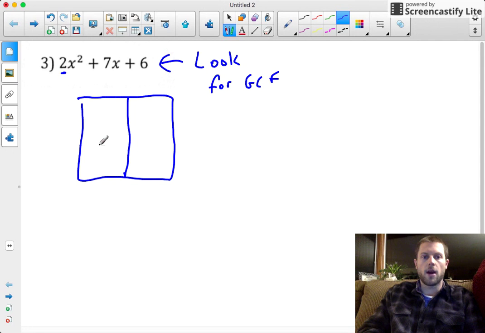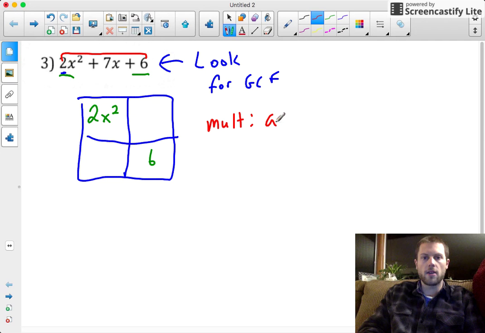The way we set up this box is, we know two sections of this box to start off with. I know my 2x squared, that comes from here, and I know my 6 that comes from here. The next thing I need to do is figure out what goes in these two diagonals. To do that, I'm going to find two numbers that multiply to a times c, in this case 2 times 6 is 12, and add up to my b term, in this case 7.